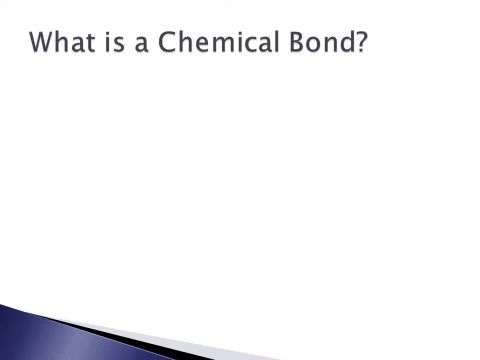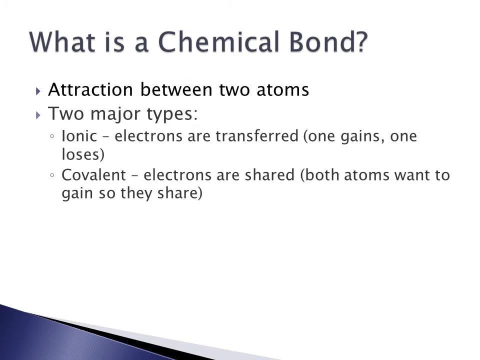All right, so here is chapter 7. First, we want to make sure that you understand what a chemical bond is. A chemical bond is simply defined as an attraction between two atoms. There are two major types that we study in here. There are more types of bonds, but the two that you're responsible for are ionic and covalent.